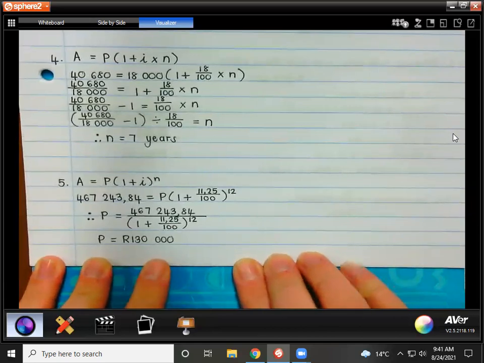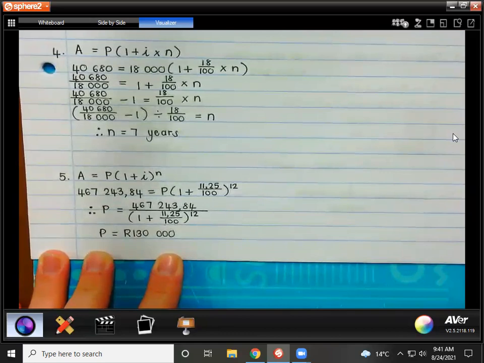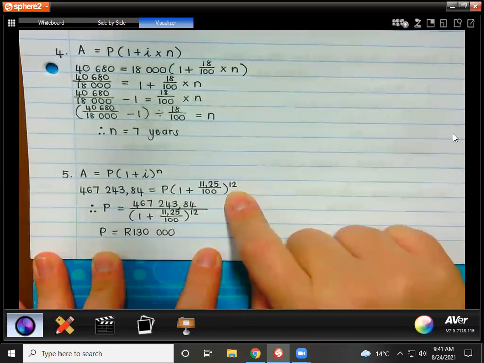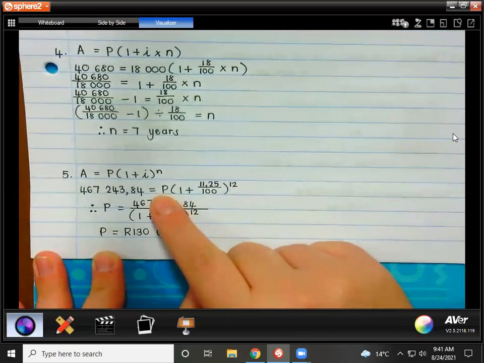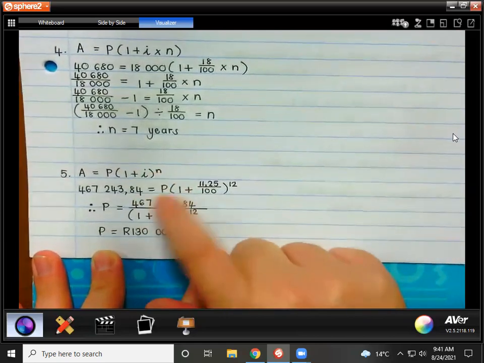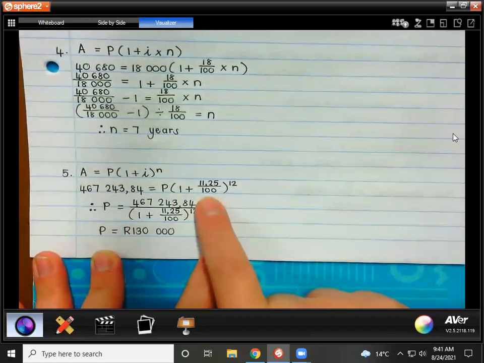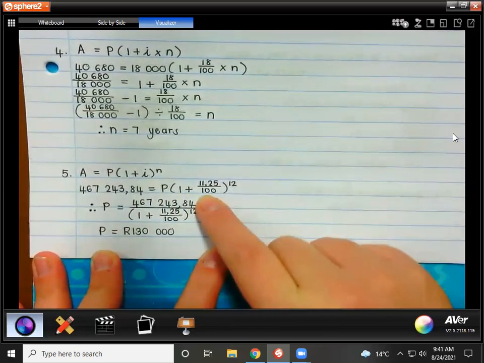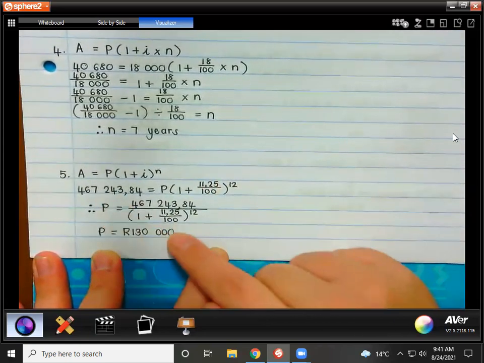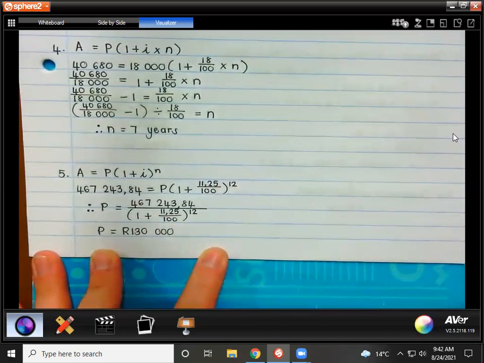For number 5, they gave us the final amount. They said what the investment was worth after 12 years. The interest rate was 11.25%, and it was 12 years. We needed to find how much money was invested originally, so that's P. Remember, P is the easy one to solve. It's a one-step equation because we have P multiplied by the whole bracket. So you're just going to move that whole bracket, and the opposite of multiplying by it would be dividing by it. Okay, so there we go. Then you also get your answer.